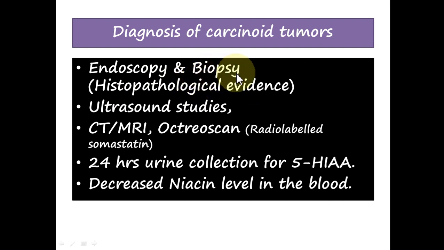Here we can also take a biopsy, and we send this biopsy for histopathological examination, which will give us the presence of tumorous cells, and this histopathological evidence is a must for the diagnosis of carcinoid tumors to be confirmed. We can use ultrasound studies and computer tomography to evaluate the presence of metastasis in the lymph nodes and in other organs.